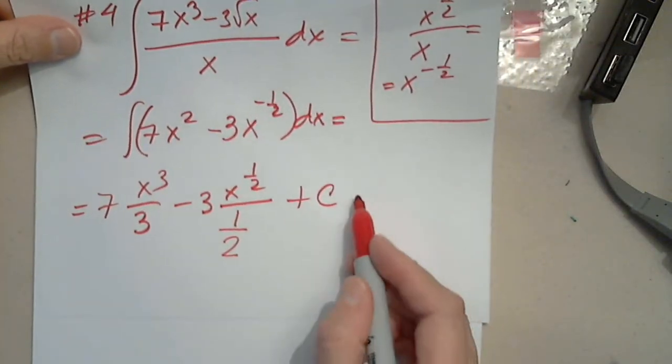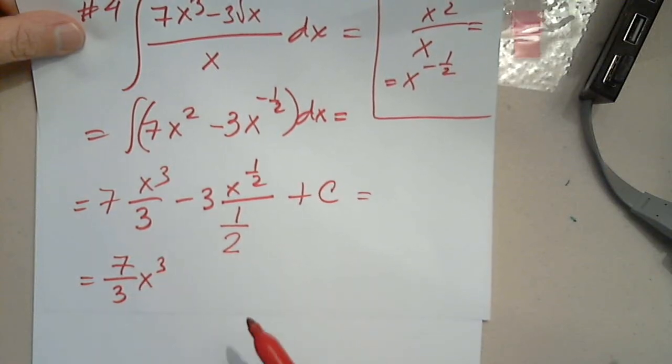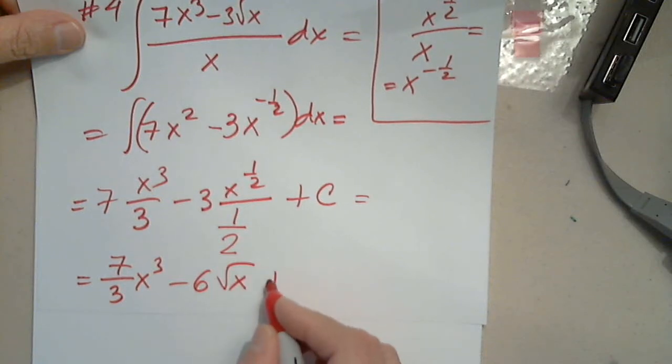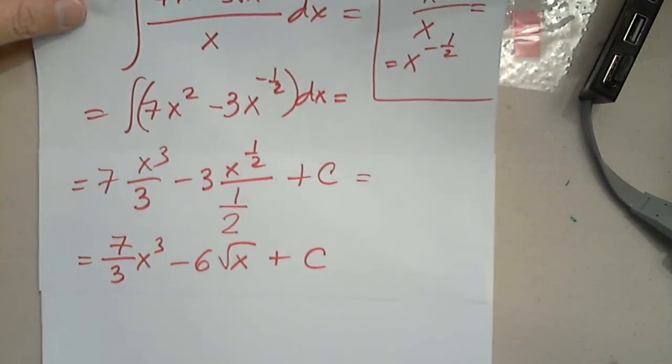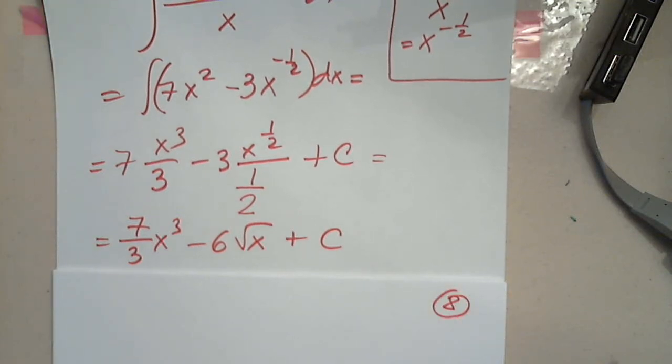And that's it, but I have to clean it up a little bit. Let's say 7/3 x cubed. I have to flip this. Minus 6 the square root of x plus c. Cool. Any questions? No, that one was good.